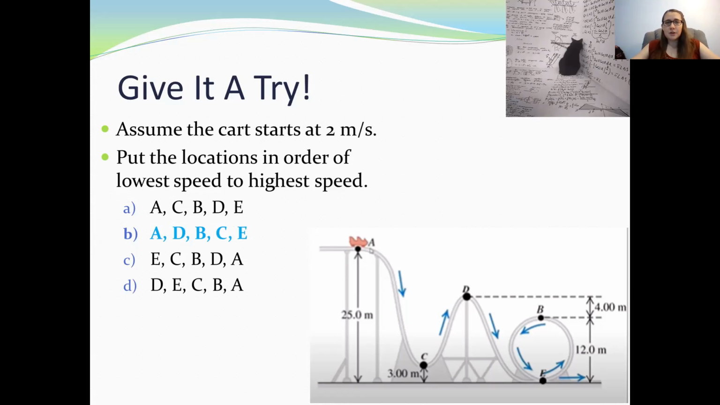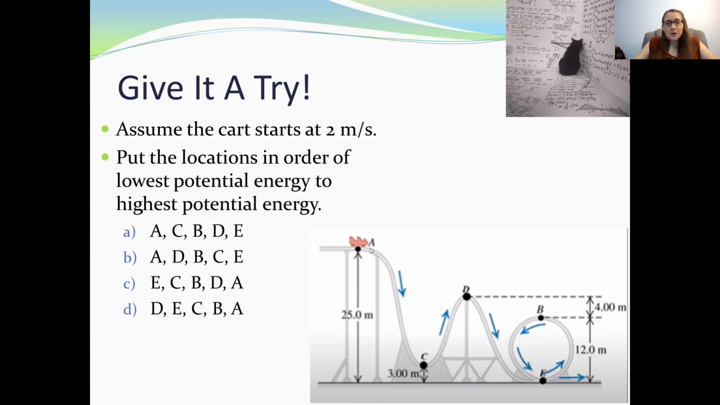And if you've ever been on a roller coaster before, I know they're not everybody's favorite thing to do. But if you can visualize what it would feel like to be on this roller coaster, then you might be able to actually, from your own experience, feel where you would be moving the fastest and the slowest in this roller coaster.